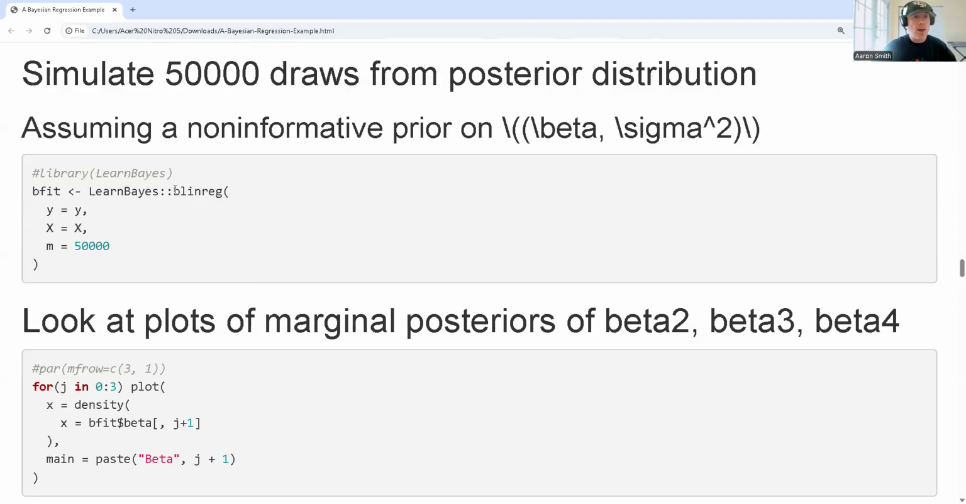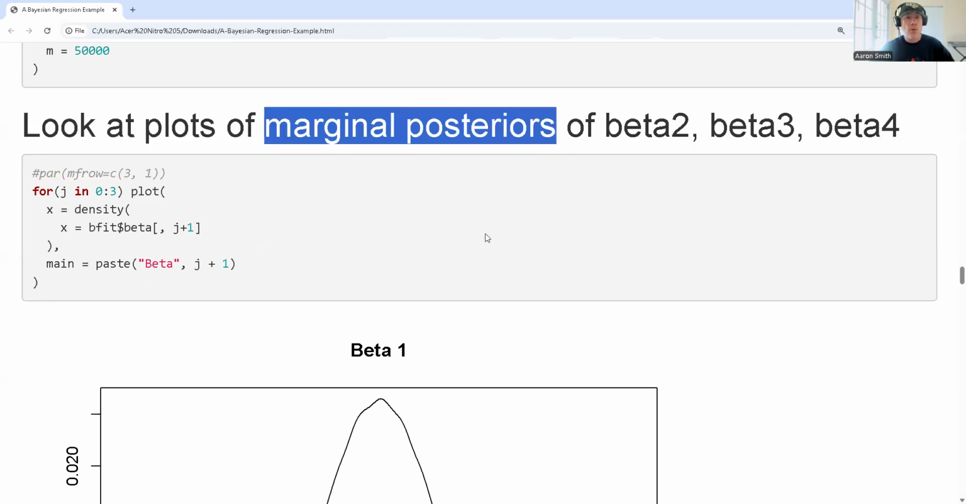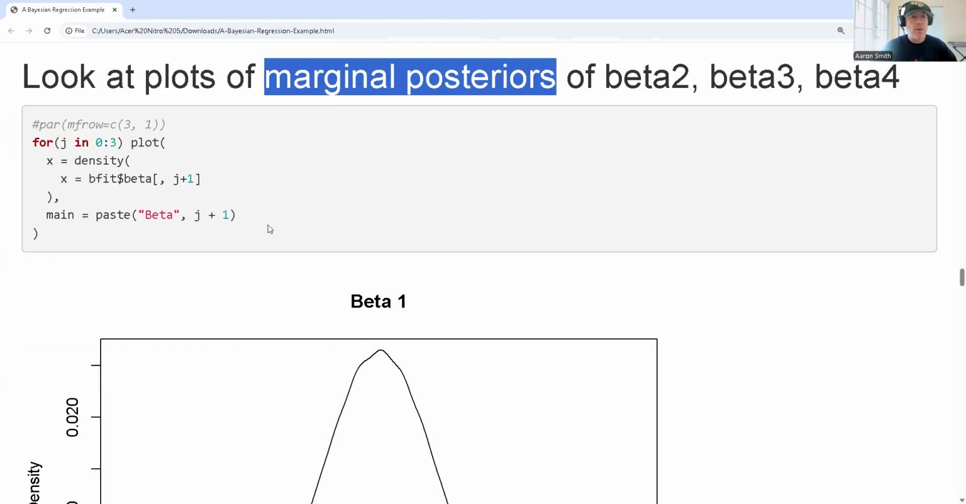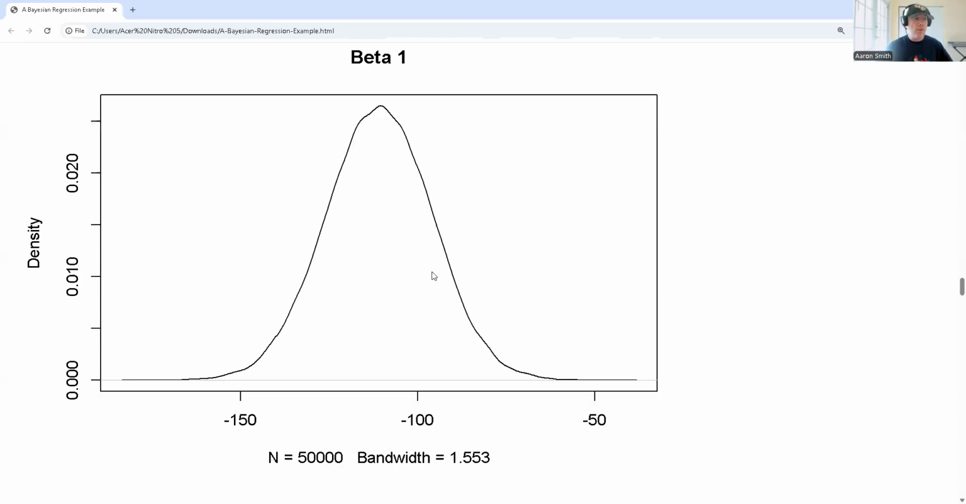Okay, so now I've got the Bayesian linear regression model fitted, and I've got 50,000 draws from it. So let's look at the posteriors. We're going to look at the marginal posterior results for the coefficients. Here is how Jim set this up in his example: beta 1 is the intercept, and beta 2, beta 3, and beta 4 are the predictor variables. So here, this is the marginal posterior probability distribution of the intercept.